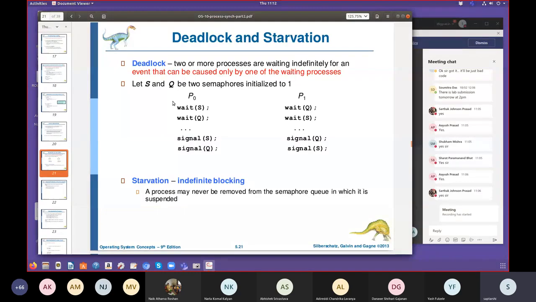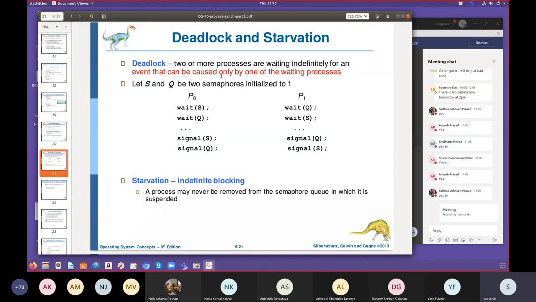So a deadlock happens when two or more processes are waiting indefinitely for an event that can be caused only by one of the waiting processes. Right? So processes often wait for events. Nothing wrong in that. We have been discussing that throughout the semester. But here multiple processes are waiting for different events. However, those events are possible only by one of those waiting processes.